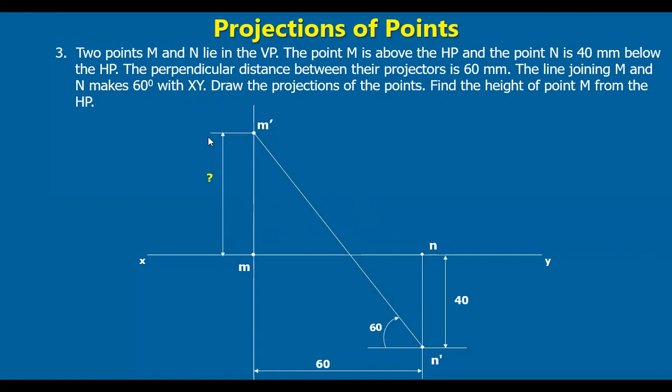So from this, we can mark the front view of the point M. Now, you can measure the distance of this point M above the horizontal plane, and that is this. You can measure and write the value. So that's how we solve this problem. Just represent the data as it is given, and we'll automatically get the solution like this.